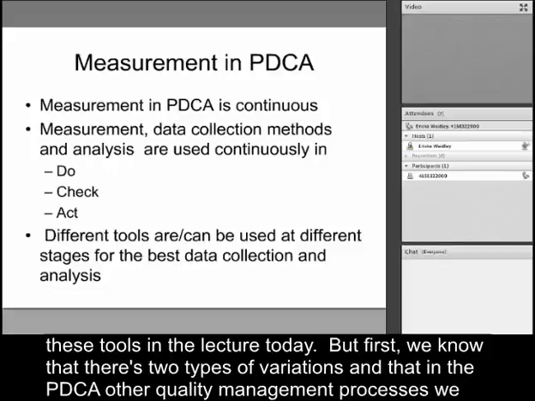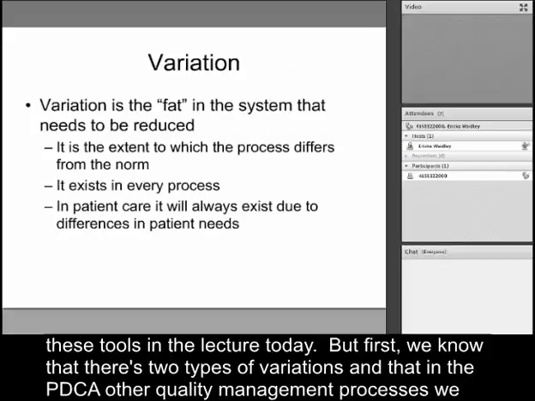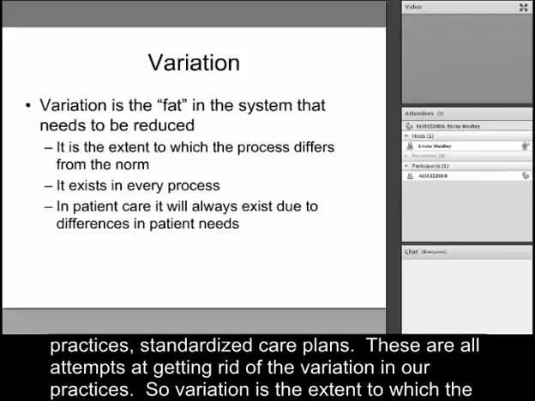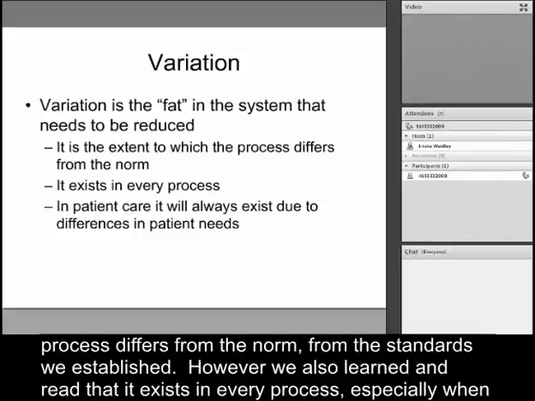But first, we know that there's two types of variations, and that in the PDCA or quality management processes, we've learned from our previous readings that variation is considered the fat in the system, and that this fat needs to be reduced. We talked about unified practices, standardized care plans. These are all attempts at getting rid of the variation in our practices. So variation is the extent to which the process differs from the norm, from the standards that we've established.